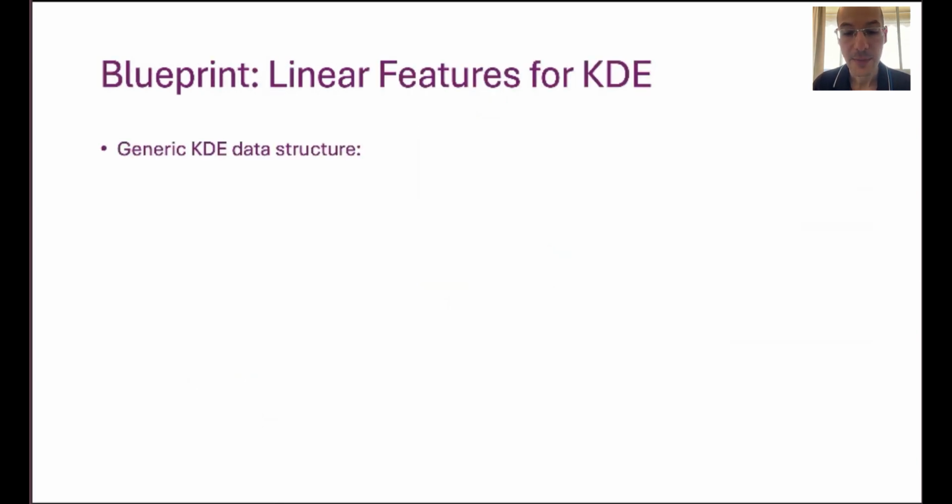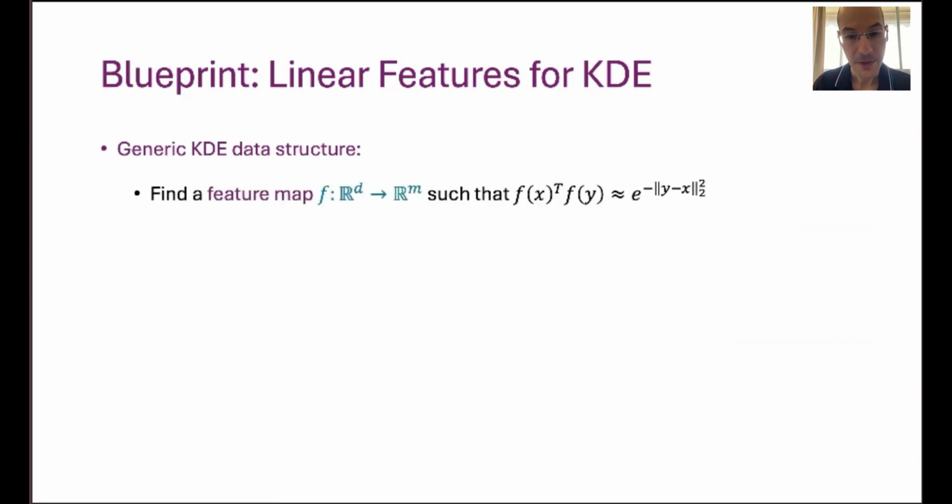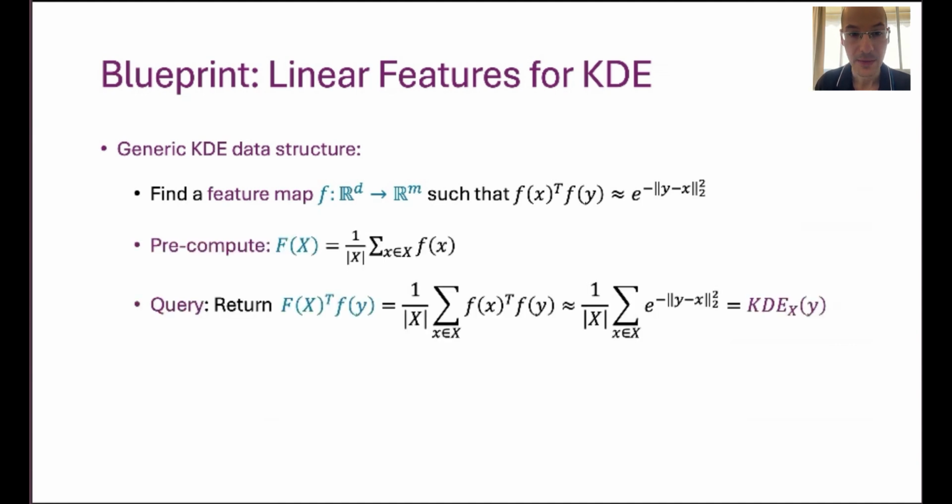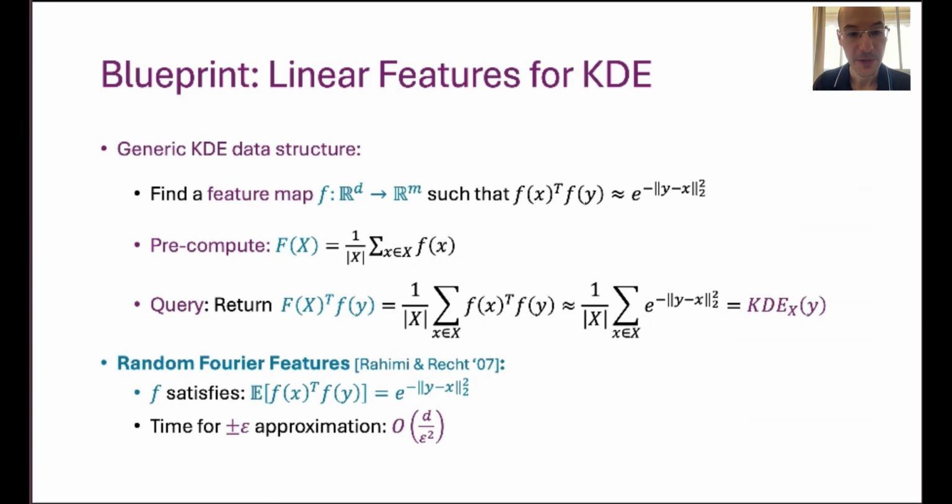This is a framework that all of the bounds from the previous slide adhere to. They choose a feature map, F, such that the inner product between the feature vectors of every pair x and y is approximately equal to their Gaussian kernel. If we have that, we can pre-compute the average feature vector of the dataset, and when we get a query, we can return the inner product of its feature vector with the pre-computed vector. It's not difficult to see that this is approximately equal to the KDE. And one classical way to get these features is random Fourier features, which satisfy this property in expectation. So to get plus minus epsilon approximation, you need time d over epsilon squared.